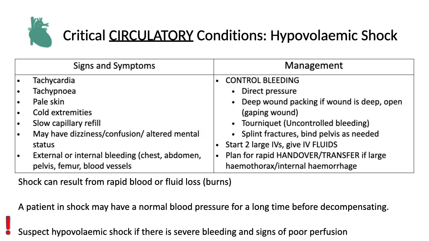In trauma, shock can result from rapid loss of blood, and in patients with burns because of loss of fluid. A patient with shock might have normal blood pressure because of the compensatory mechanism. It's about the perfusion, that is, there is poor or not enough perfusion. Suspect hypovolemic shock if there is severe bleeding and signs of poor perfusion.